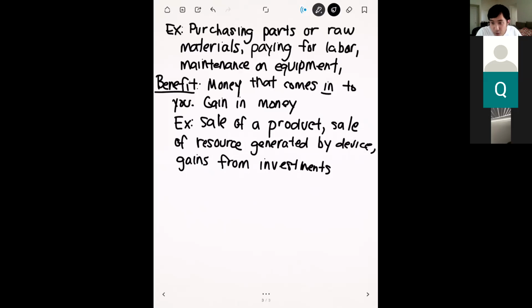We have another question. Does benefit just have to be money, or can it be something else? Yeah, that's a great question. That leads into my next point too, because depending on where you work and the kind of work that you do, the benefits that you get from a project might not just be monetary. A great example of this is research.